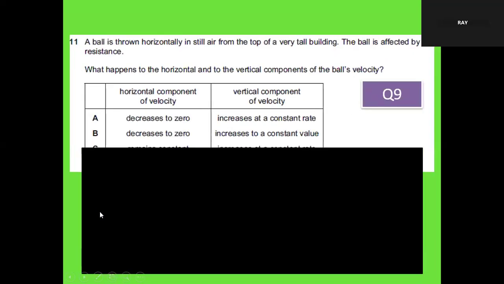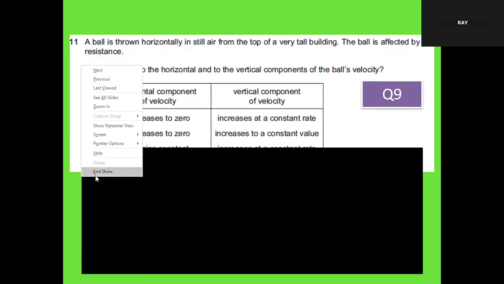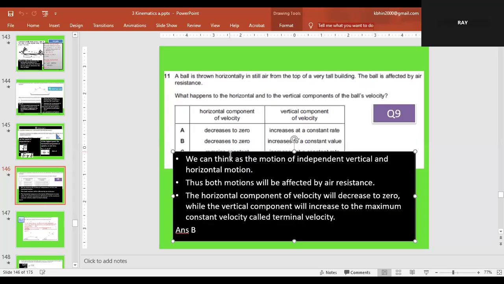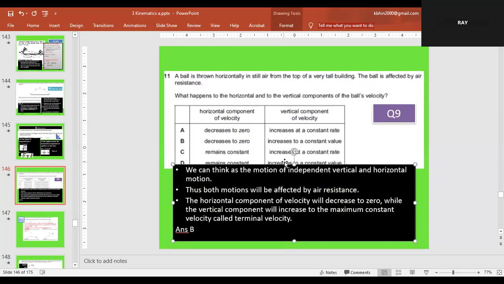Okay, let's try 2 more questions. A ball is thrown horizontally in still air from the top of a very tall building. The ball is affected by air resistance. What happens to the horizontal and vertical components of the ball's velocity? What's your answer? Horizontal component. There's air resistance.